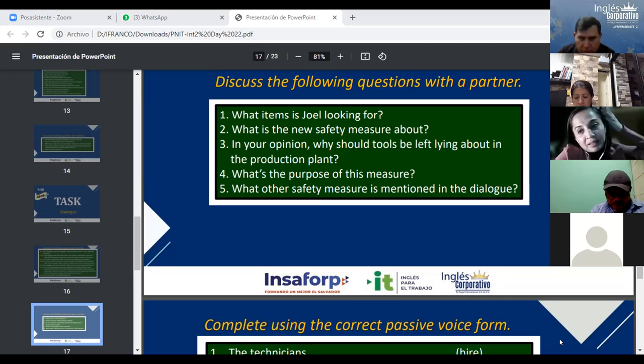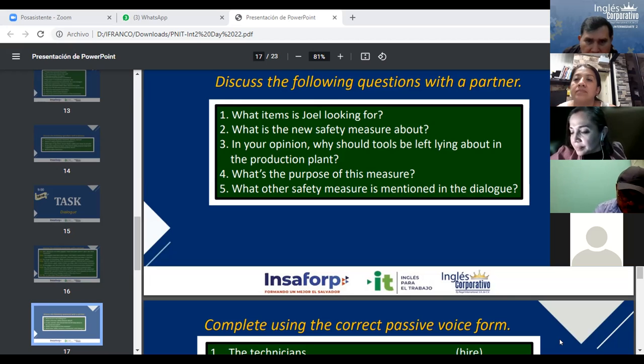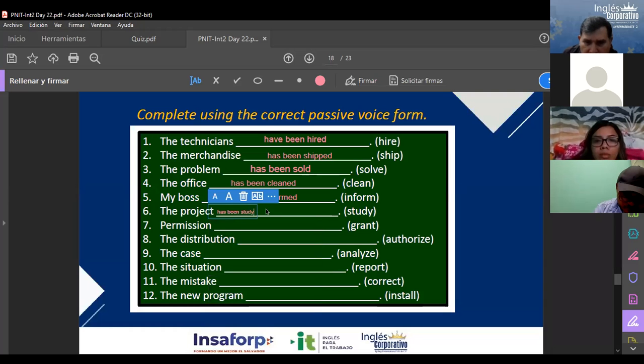The purpose is to reduce the accidents in the plant or the production area. That's right. That's the purpose. If you want, you can go to the exercise so that you may have time to finish. What the other safety measure is mentioned in the dialogue.